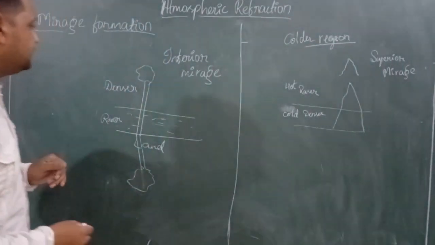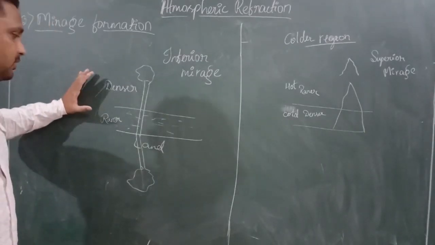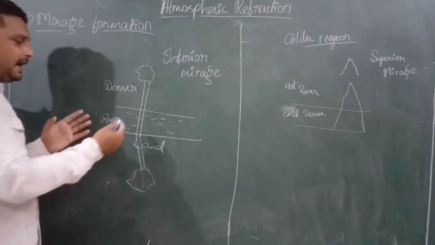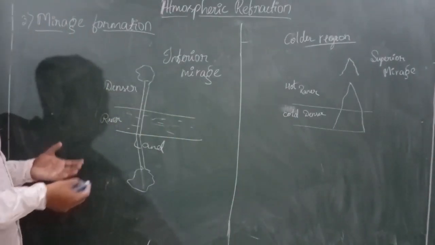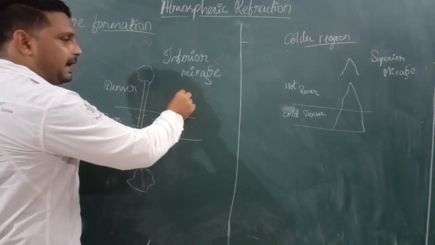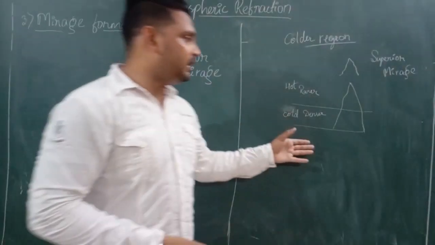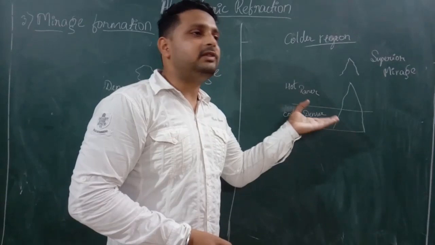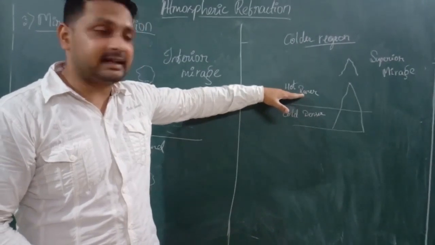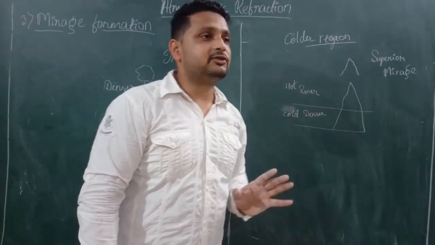Let me tell you once again. Inferior mirage generally occurs in hotter areas. Why does it happen? Because in hotter regions, due to increasing temperature, the air near the land becomes hotter than the air above it. So it acts as a rarer medium, and the top air acts as a denser medium. So it forms an inferior mirage. In colder areas, the air above the land generally becomes cold, and the top air is hot. So it acts as a rarer medium, and the air near the land acts as a denser medium. So it forms a superior mirage.